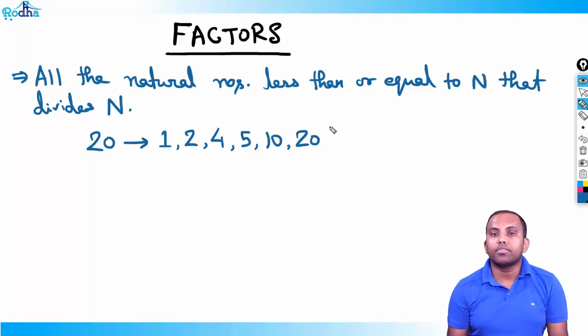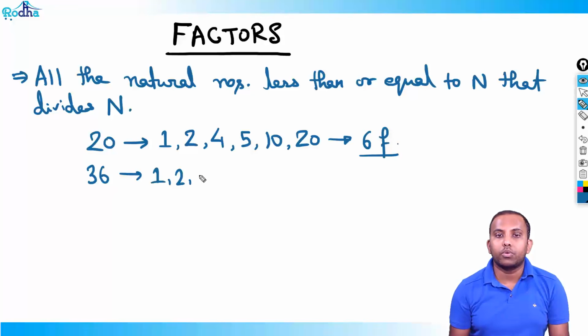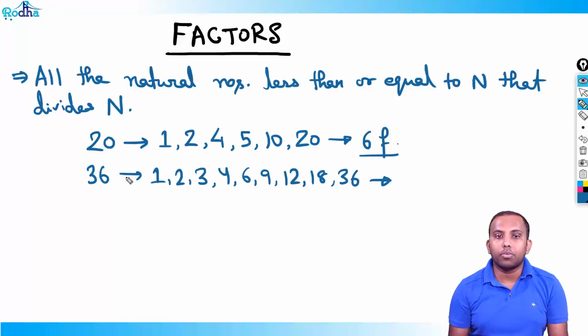So in total, how many factors? There are 6 factors of 20, all the numbers less than or equal to 20 that divide 20. For example, 36. How many factors does 36 have? We can write all the factors: 1, 2, 3, 4, 6, 9, 12, 18, and 36. So 36 has a total of 9 factors.